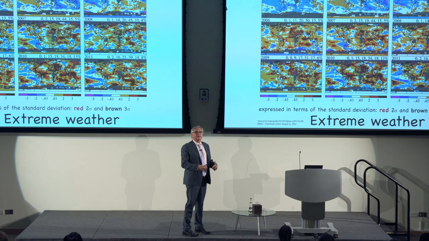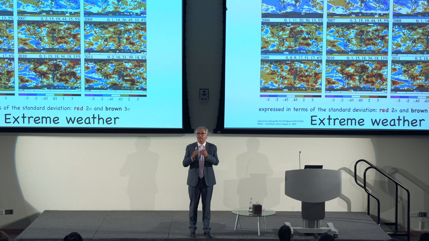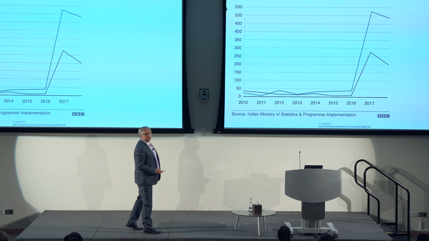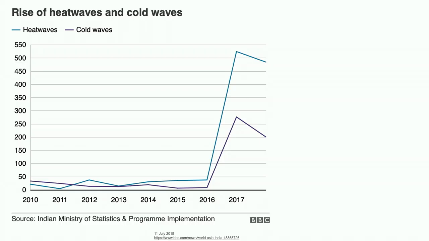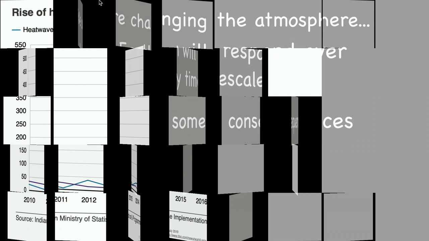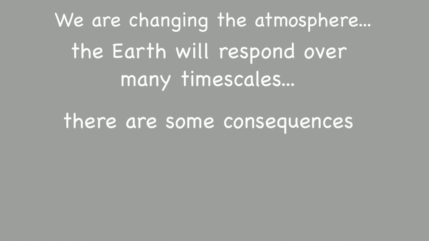So this is the characteristic of distributions. You change the mean a little bit, and the tails affect you greatly. Here's another interesting one, just published by the Indian government a few weeks ago. This is the number of heat and cold wave events as a function of time in India. And I think it's pretty obvious to you that the number of extreme events is going up. So temperature is one consequence. Weather is another consequence. Here's one that you might not have thought about, which is behavior.